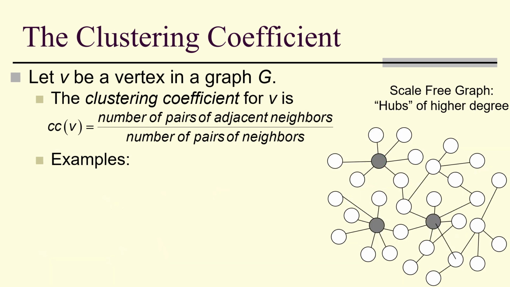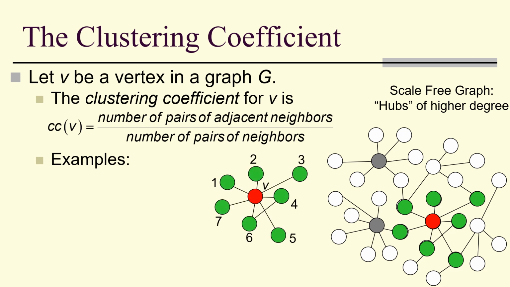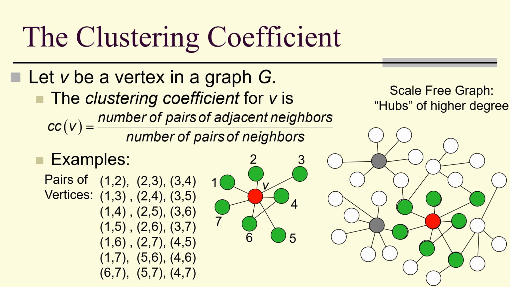So let's go to another example. Let's pick this vertex out, and let's pull this vertex out with its neighbors. It has 7 neighbors. And so therefore, the pairs of neighbors correspond to these 21 pairs of vertices. And notice there's only one adjacency among the neighbors of V, so the clustering coefficient is 1 over 21.